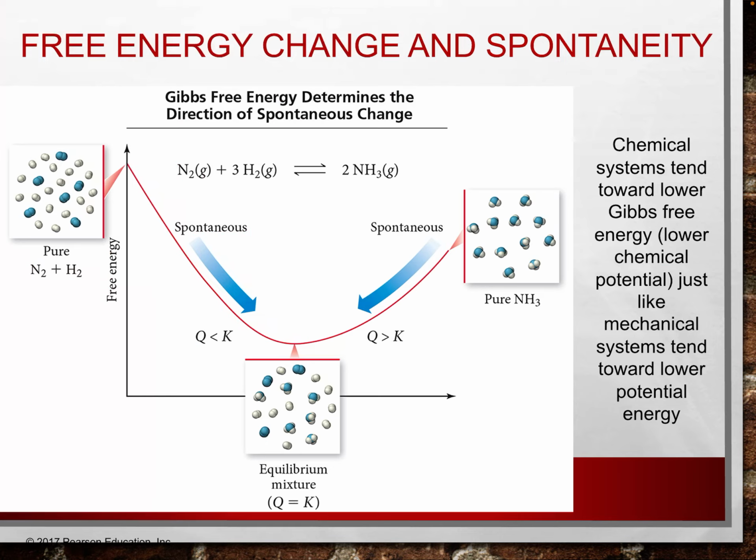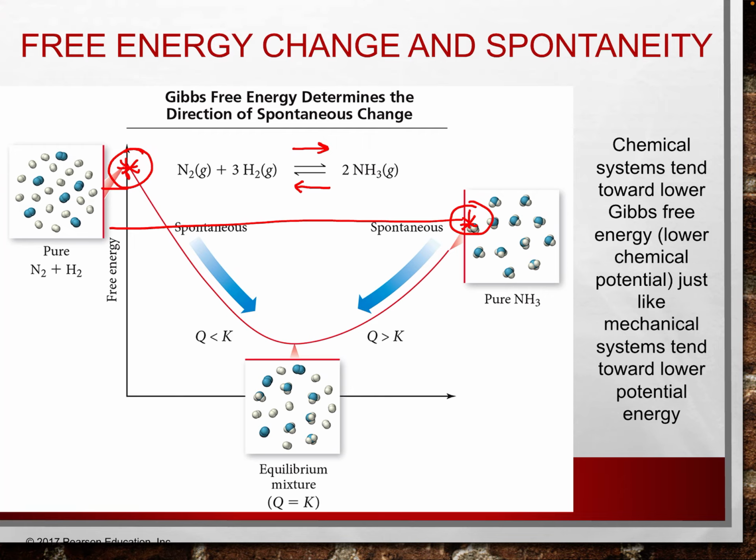So if we think about a reaction, we could start with completely reactants or completely products, but we know that for a reversible reaction, the reaction spontaneously is going to shift the opposite way. If we have all reactants, we know it has to go to the right. And if we have all products, then it has to go to the left. That's because our reactants and our products both have a lot of free energy if we look at this diagram. And so chemical systems tend toward lower Gibbs free energy or lower chemical potential, just like mechanical systems tend toward lower potential energy.